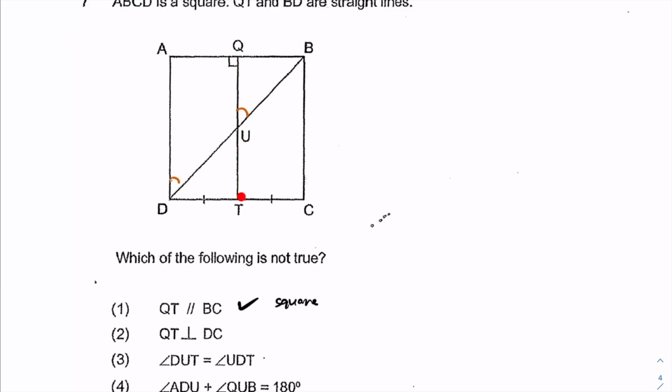QT is perpendicular to DC. Well, if this is 90 degrees and this is 90 degrees, therefore it is still the case. This is a true statement, number 2. Next one, angle DUT is equal to UDT, right? That is also true because this is half of a square diagonal here, right? This is 45 degrees. Now, if this is a right angle, then this must be 45 degrees as well. So this is an isosceles triangle, absolutely true.